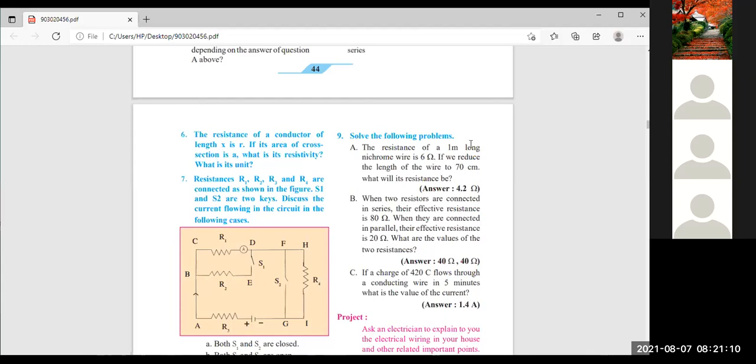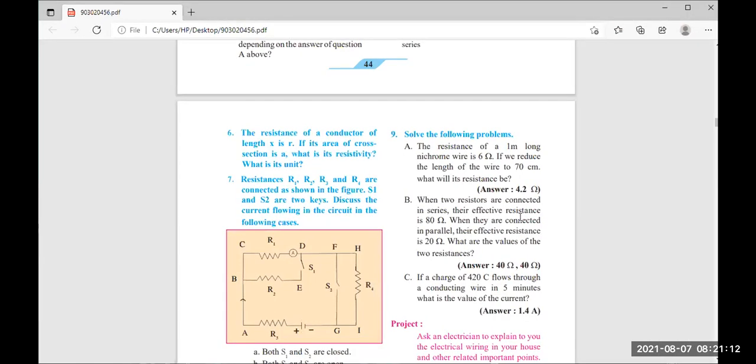Now see the second question. When two resistors are connected in series, their effective resistance is 80 ohm. When they are connected in parallel, their effective resistance is 20 ohm. What are the values of the two resistances?